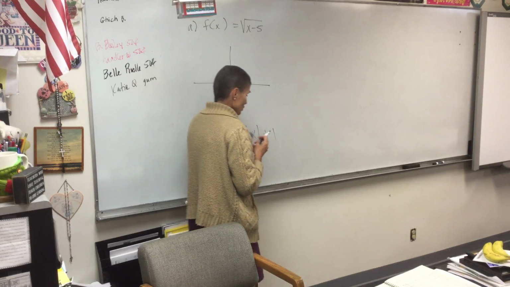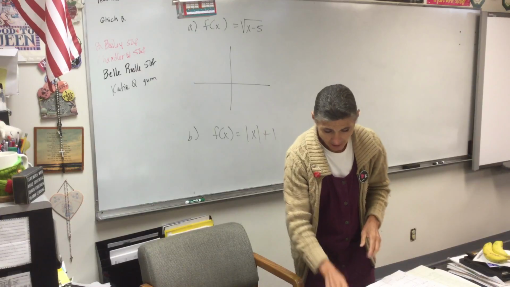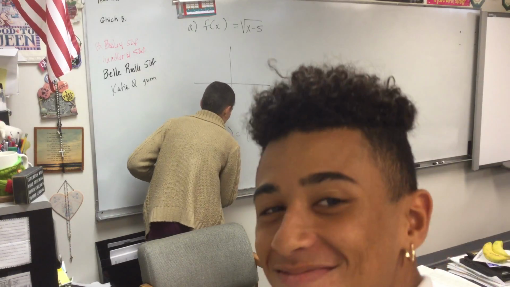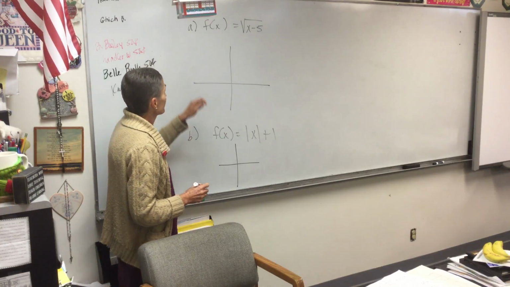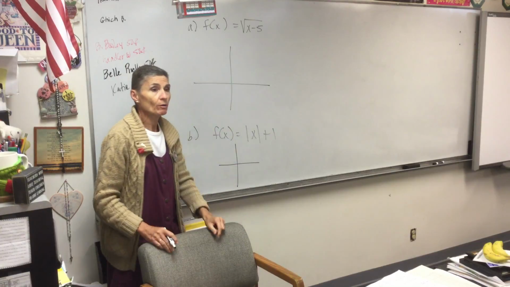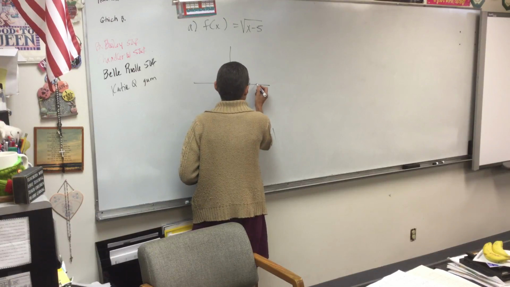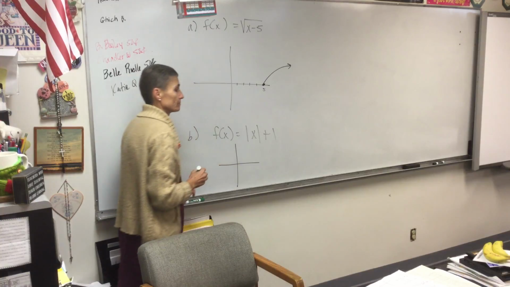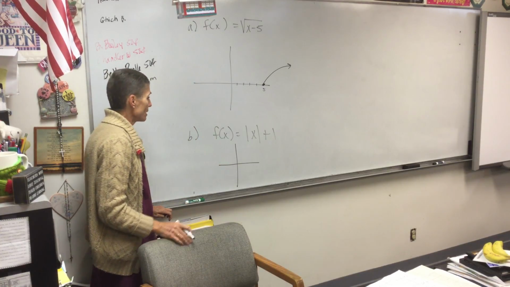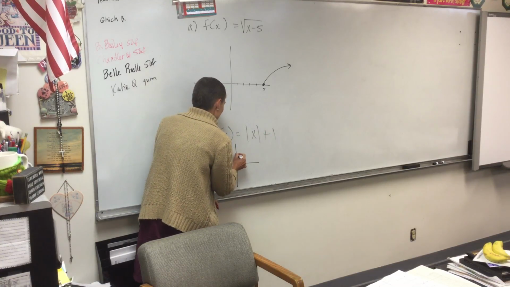All right, we're going to sketch these, and I'm going to do this a little bit differently. I'm going to go ahead and sketch them, and then I want you to tell me what's going on. So A is the square root of x minus 5. That picture would look like this. This is the absolute value of x plus 1. That picture would look like this.